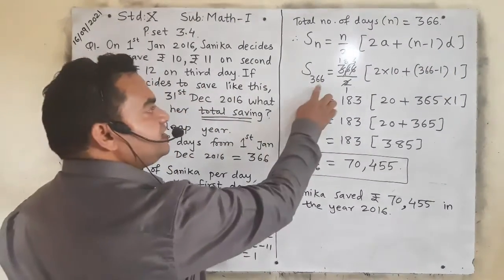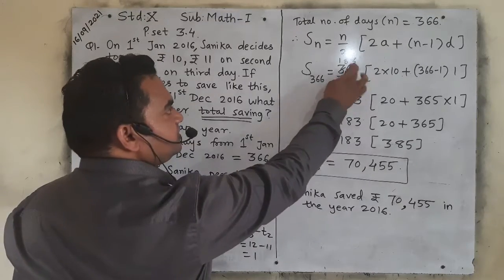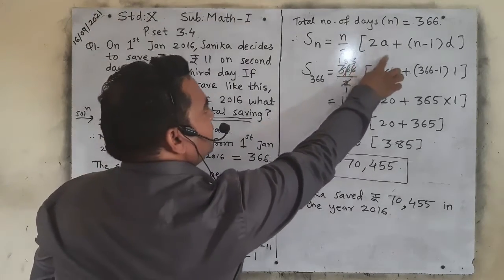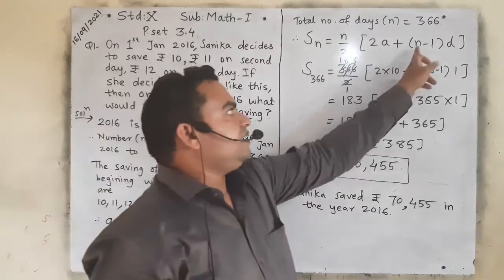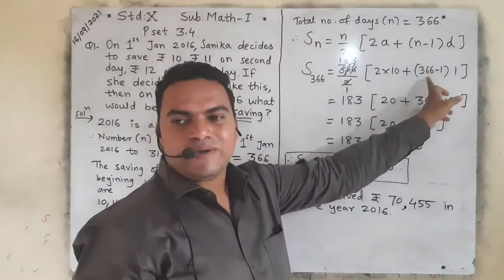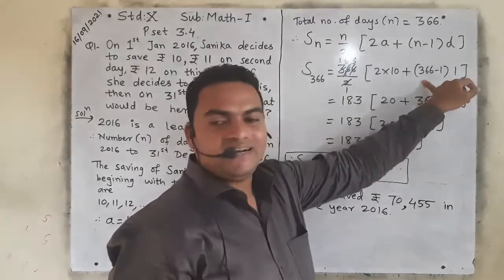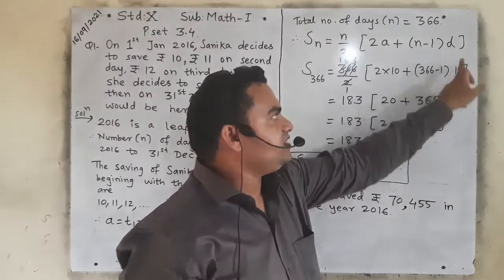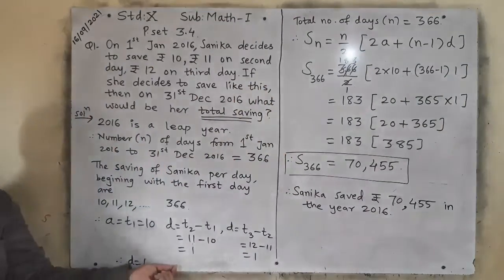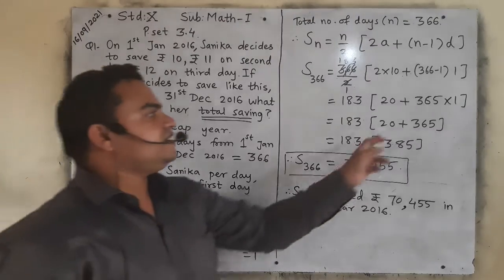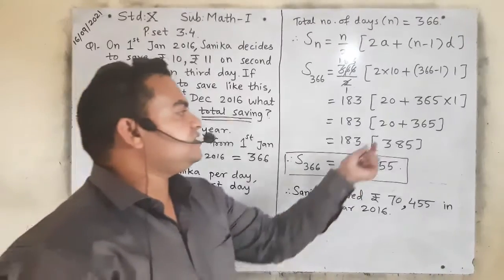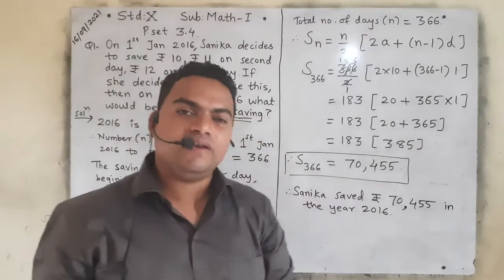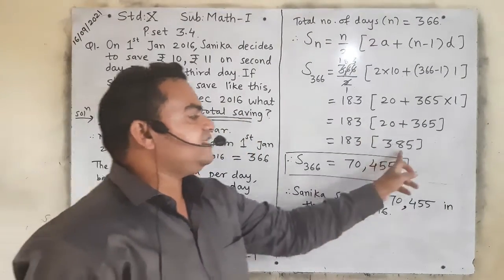So we know the terms now. The n value is 366 upon 2. 2 multiplied by a, the first term is 10, 2 multiplied by 10 means 20. And n minus 1 means 366 minus 1, it means 365. And d is 1, difference is 1. So 365 ones are 365. It means 20 plus 365 will be 385.